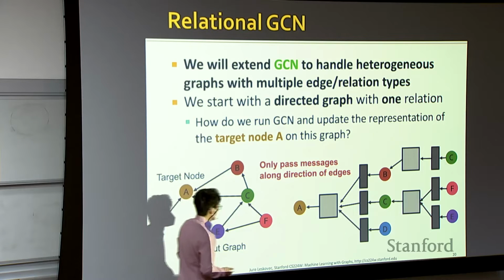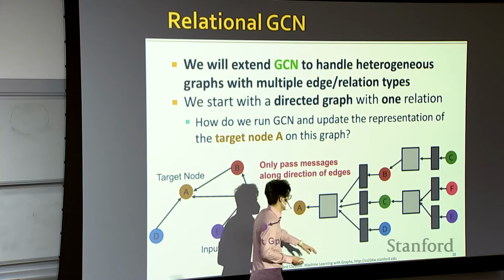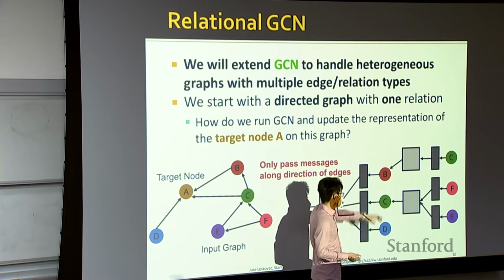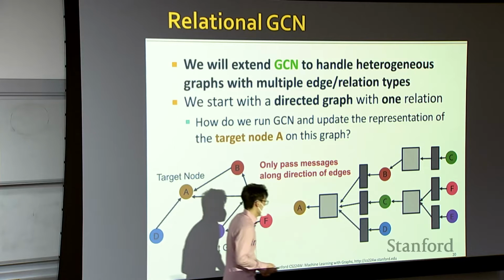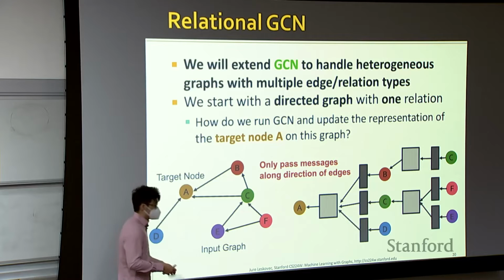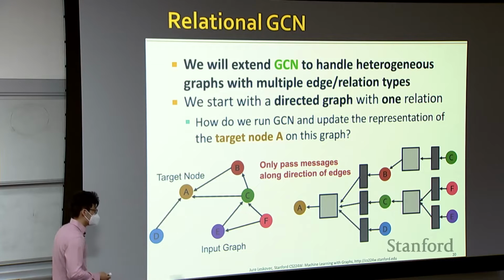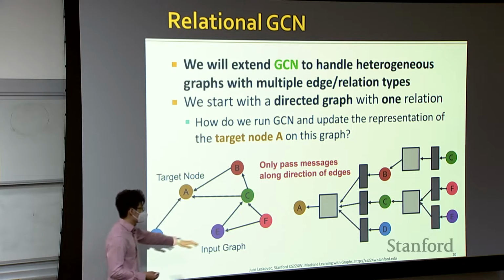So we will look at A's neighbors B, C, and D, and B will have one neighbor C, and C has neighbors F and E, and D does not have any additional neighbors. So this is like the computational graph for a directed graph like this.